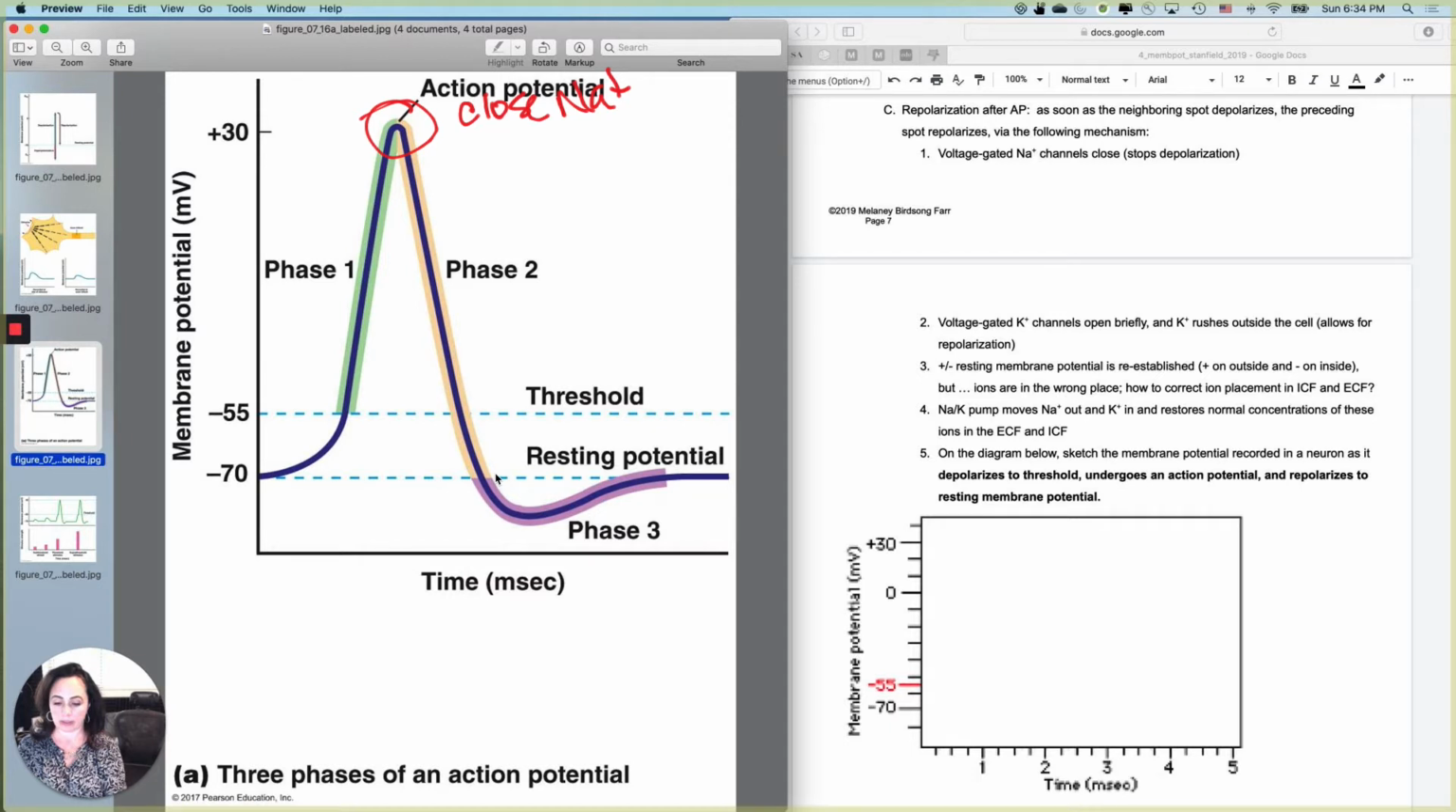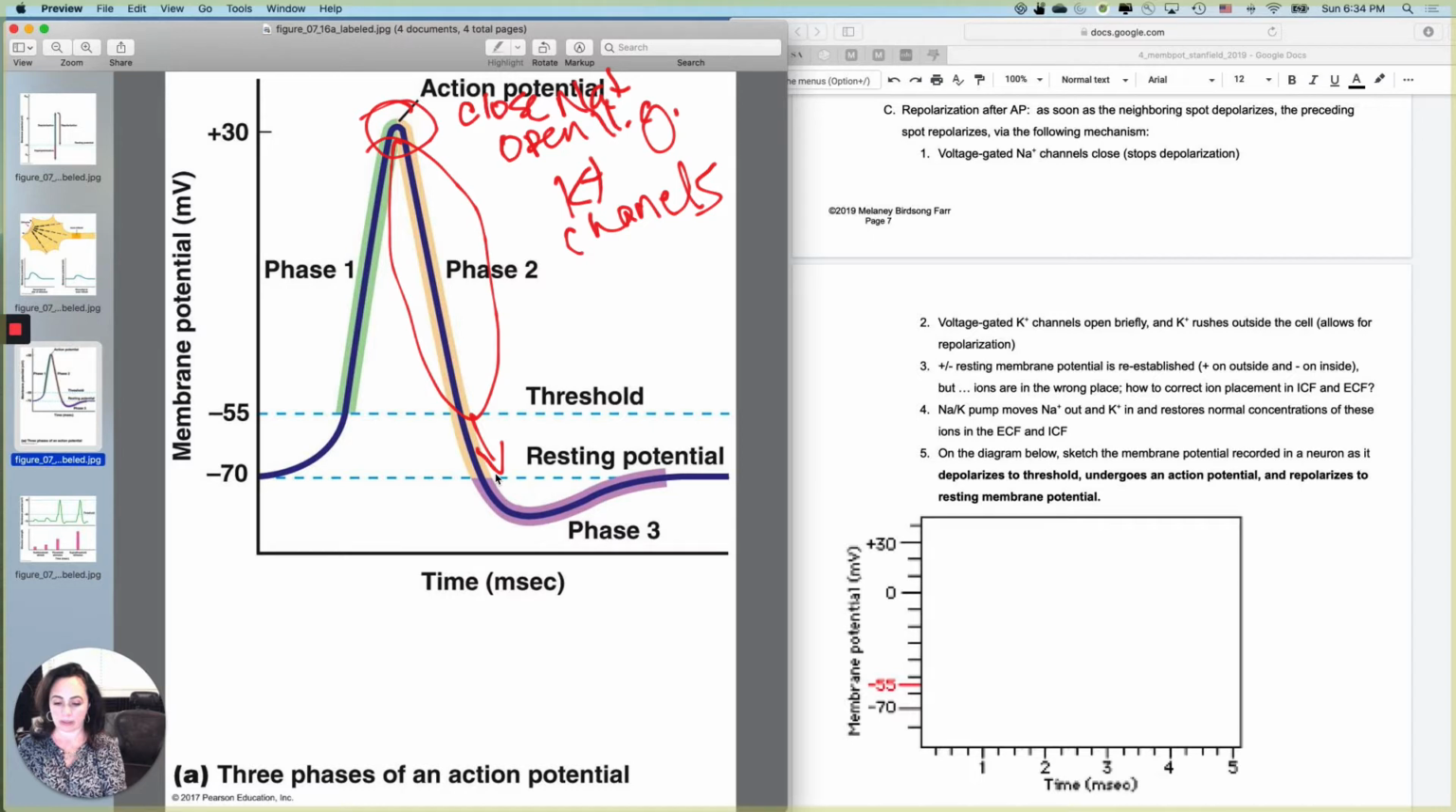Remember that repolarization was generally caused by opening potassium channels, because what I just did is let a whole bunch of positives in. I'm going to close that, and now I'm going to let a whole bunch of positives out. So to go all the way back down here, actually it goes all the way down to there, this is open, and they are voltage gated too, voltage gated potassium channels. That will allow for repolarization.